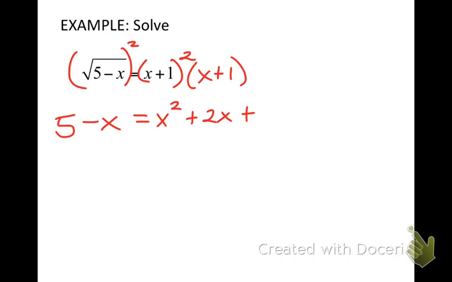We have an x squared plus 2x plus 1. So now I'm stuck with a quadratic equation. What would have been really nice is if we had an x squared over here, because then I could have canceled out my x squareds. But now we have a quadratic.